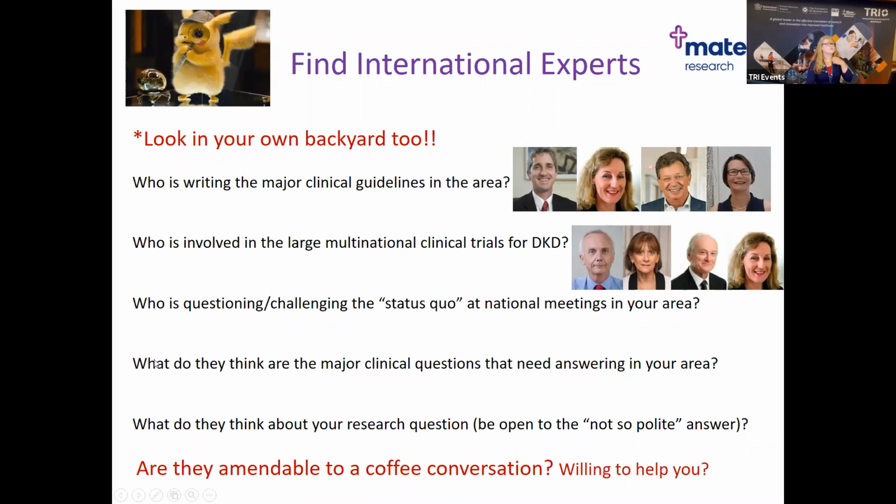But something else to look for is at your national meetings, who's questioning the status quo? Who are the people who are getting up at your normal meetings that you go to for your clinical area? So for me, that's the Australian New Zealand Society of Nephrology meeting or the Australian Diabetes Society. Who's getting up there and questioning what's going on and why we're not making the right choices and why we're not addressing the patient gaps? And as Sandro said, succinctly present your research question and be open to a not so polite answer.